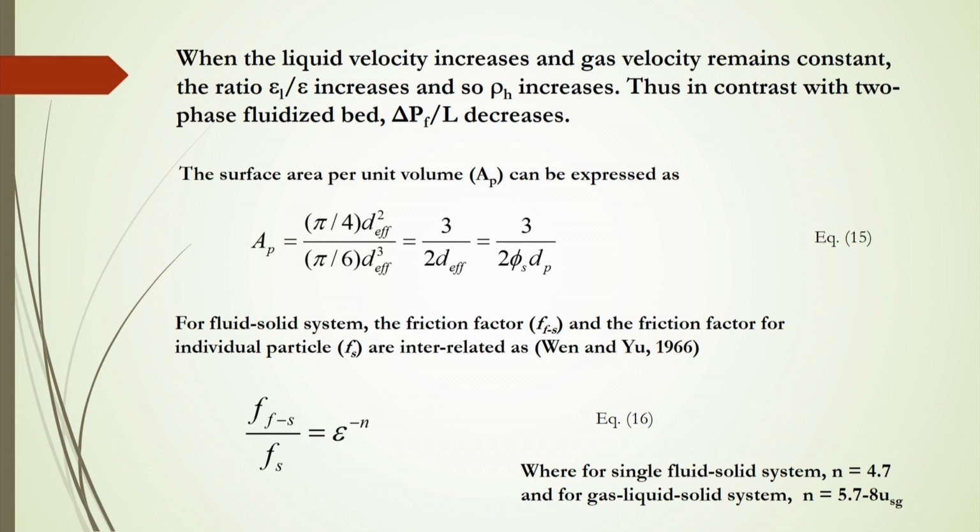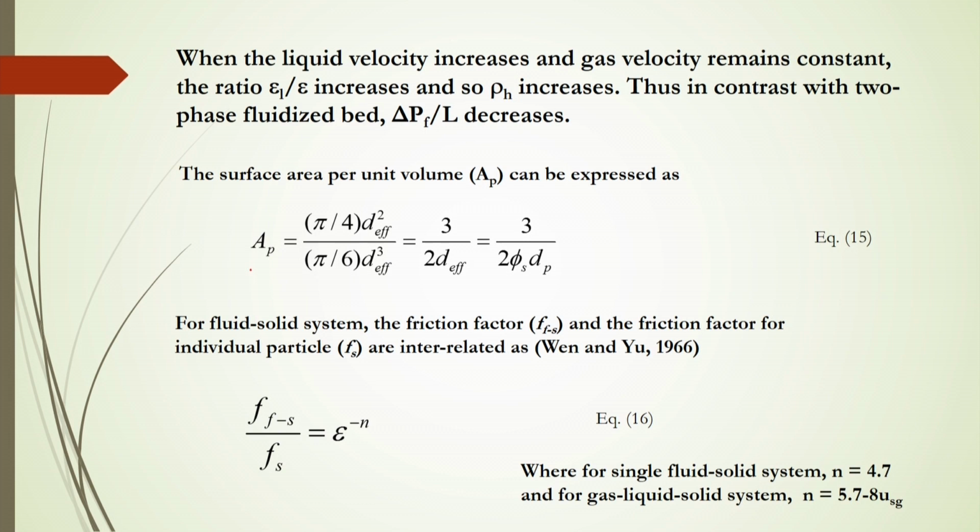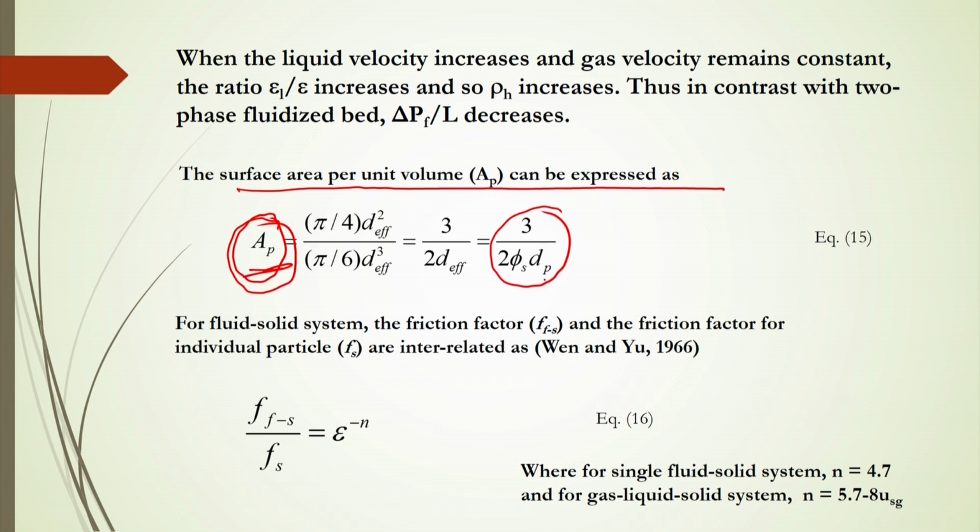Before going to that, you have to calculate the frictional projected area of the particles, because this is required for calculating the frictional pressure drop, or you can say fluid drag by this Wallace equation. So, for this, what should be the AP, that means the projected area of the particle, surface area per unit volume, this will be calculated by 3 by 2 into phi s into dp. Phi s is the sphericity.